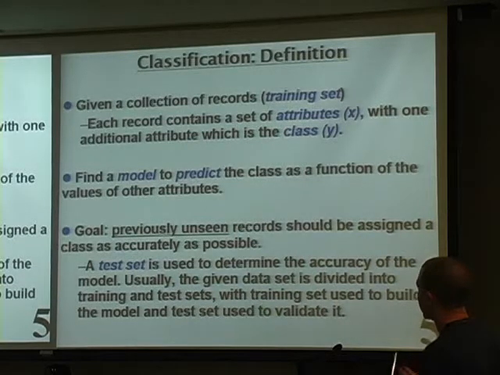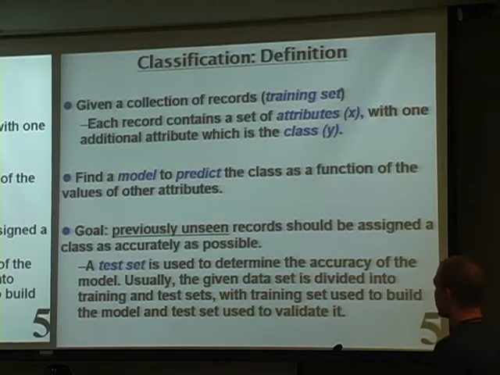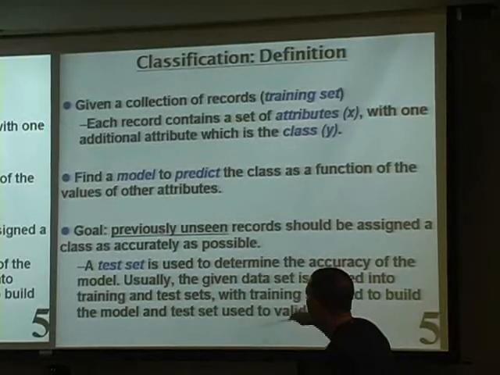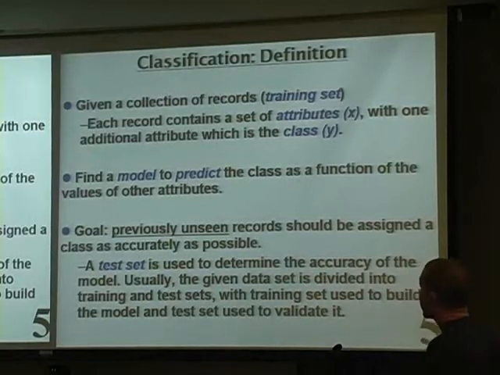We haven't done predictive modeling until now. We've always been doing descriptive statistics. This is a prediction problem. And the goal is that previously unseen records should be assigned a class as accurately as possible. And so how do we know how well we're going to do on previously unseen records?